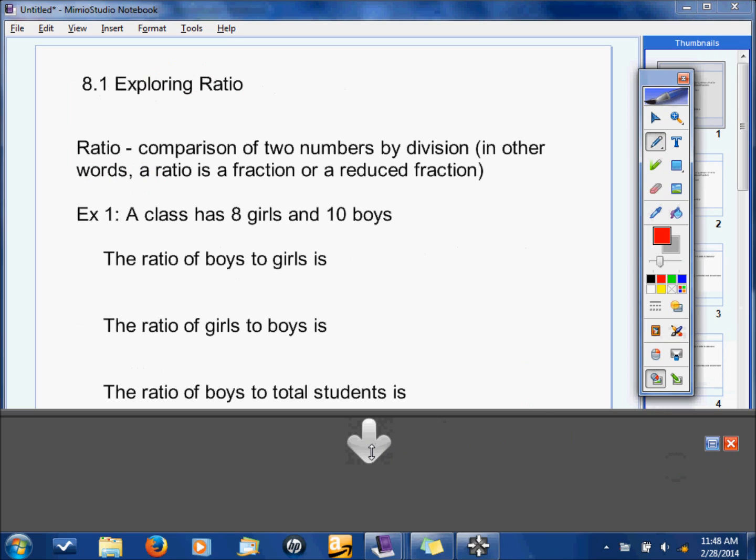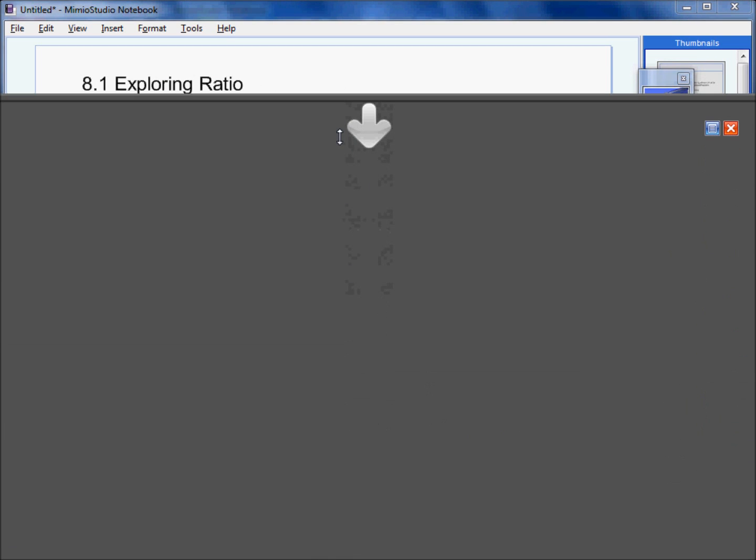Oh, okay. Actually, yeah. Okay, so the recorder's on. And today in geometry, we're looking at exploring ratio. In chapter 8, we're skipping chapter 7 for those that aren't here. Chapter 8.